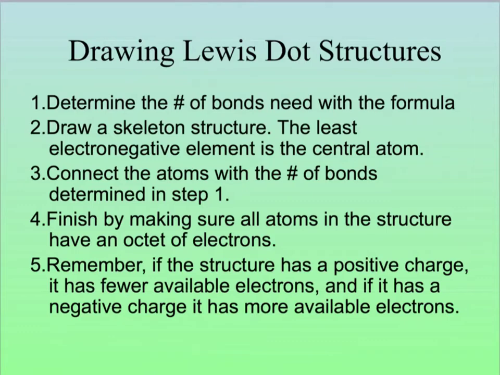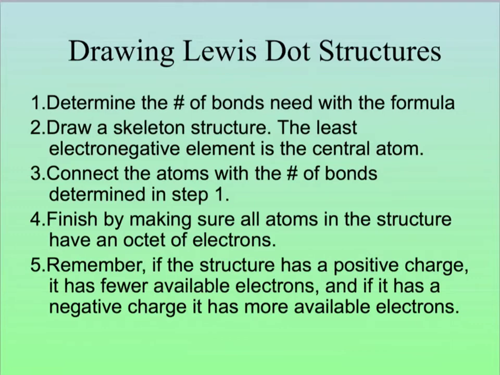So, to determine the Lewis dot structure, you follow these steps. The first step is to determine the number of bonds needed with the formula we just talked about. Number 2, you draw a skeleton structure. The least electronegative element is the central atom. We just learned about periodic trends, so look at your trends, the one that is least electronegative is going to be in the center, and all the other ones are going to go around it. You connect the atoms with the number of bonds that you determined in step 1.